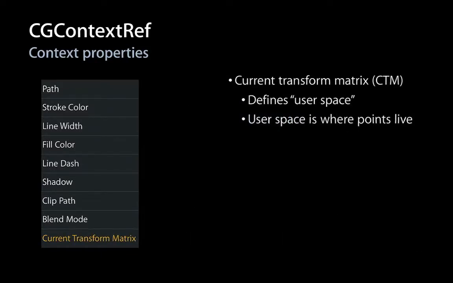Another piece of the context, or a bit of the information in the context, is called the current transform matrix, also called the CTM. This is the definition of user space. It's what defines where points lie, how big they are, how far apart they are, and so forth.